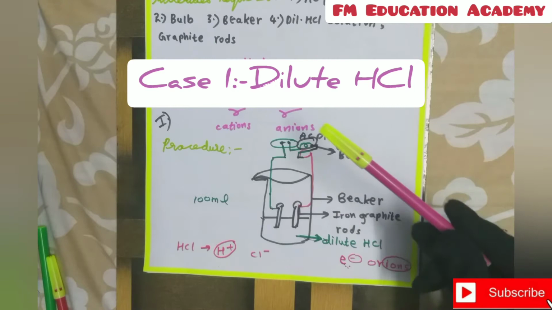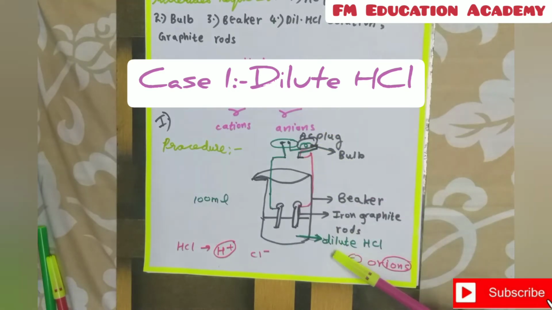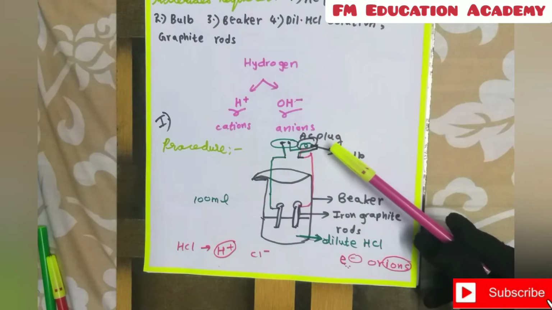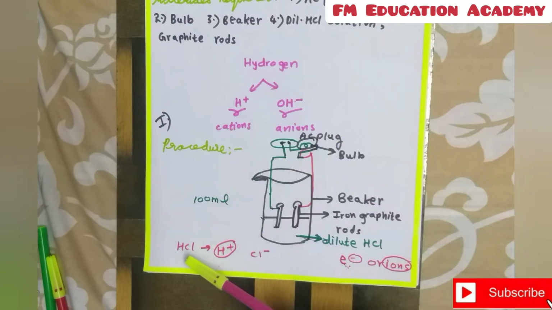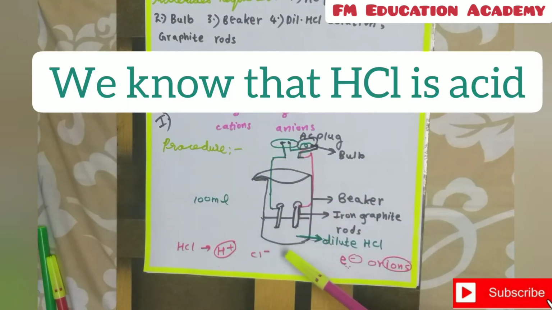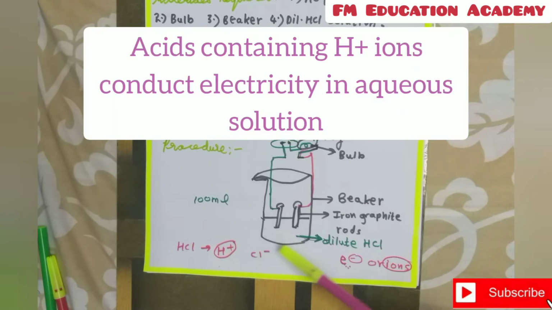Now when we switch on the supply, we observe that when dilute HCl is present, the bulb glows. So why does the bulb glow? The bulb glows because HCl can be dissociated as H plus ions and Cl minus ions. The movement of H plus ions will allow the current to flow through the circuit. We know HCl is an acid. So from this observation, we got to know that acids containing H plus ions conduct electricity in aqueous solution.